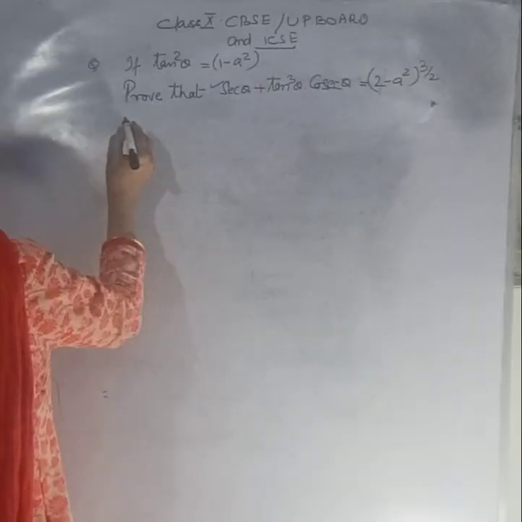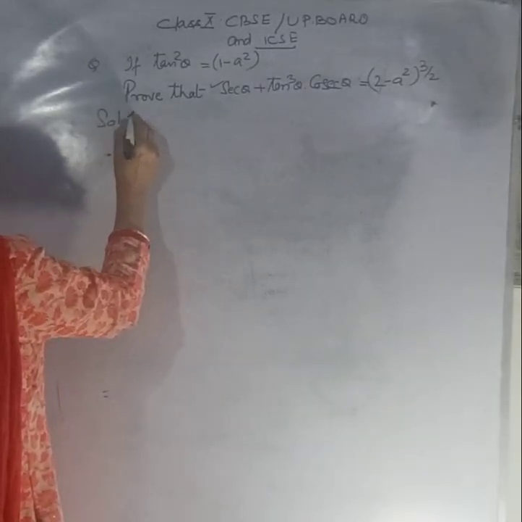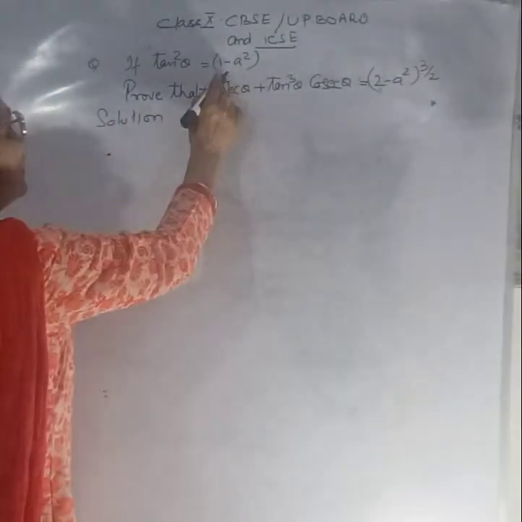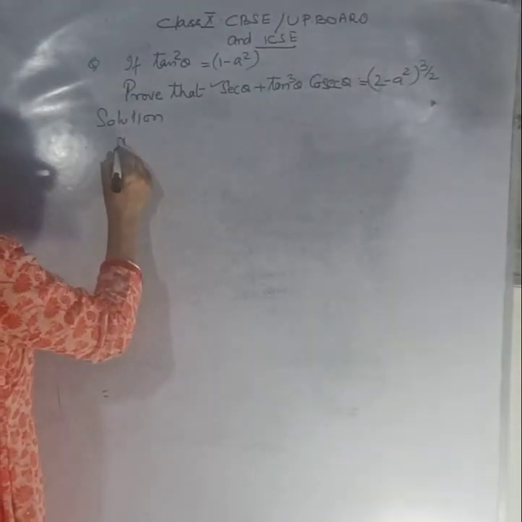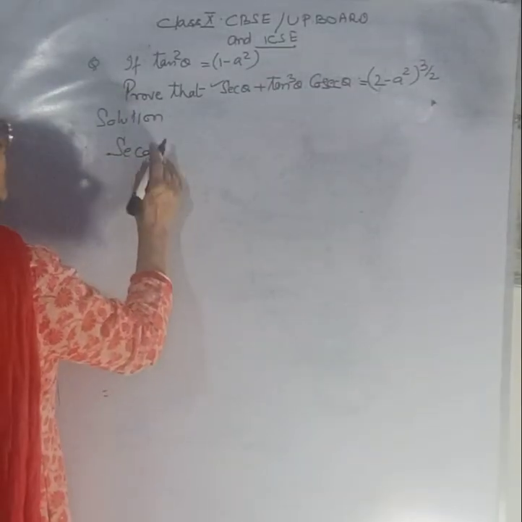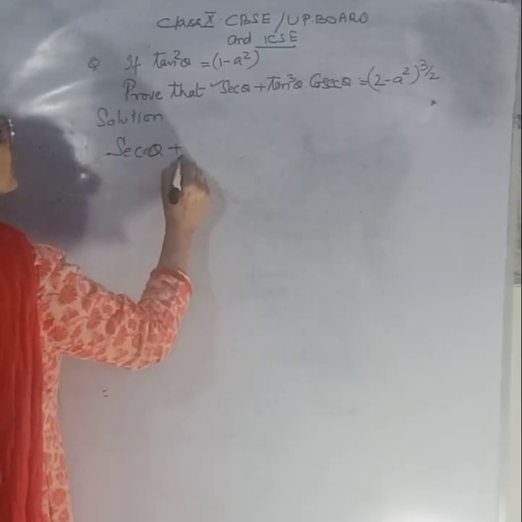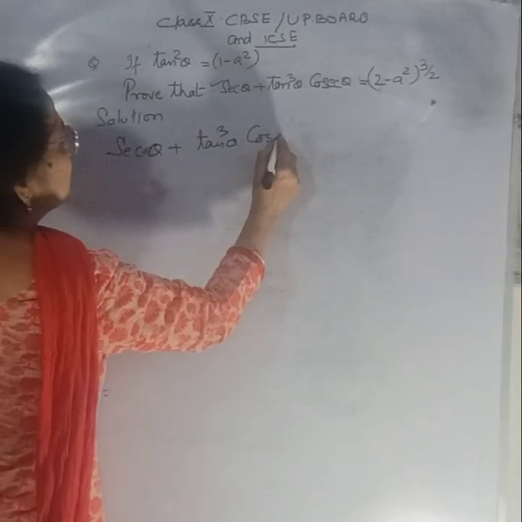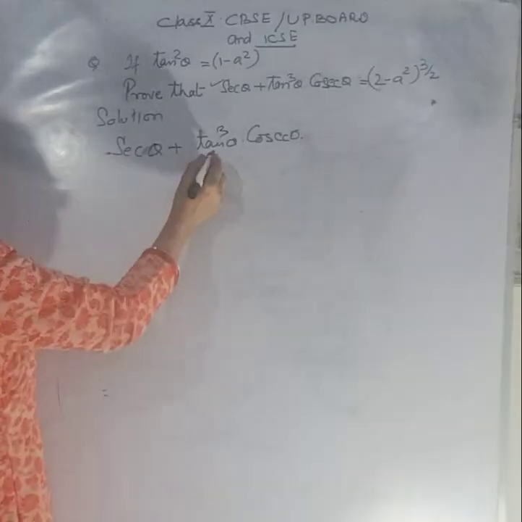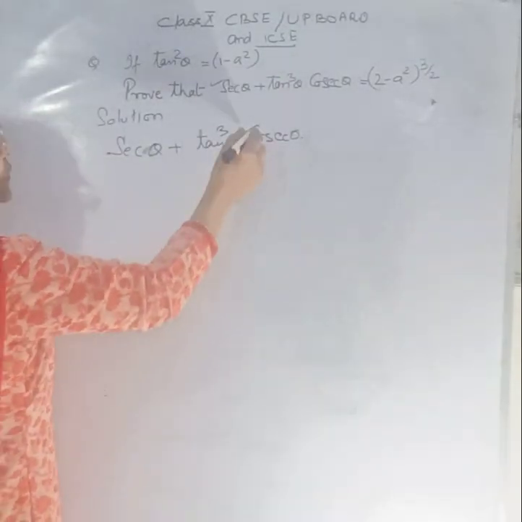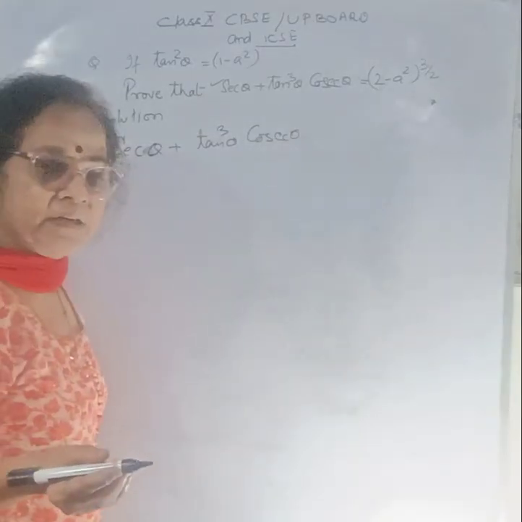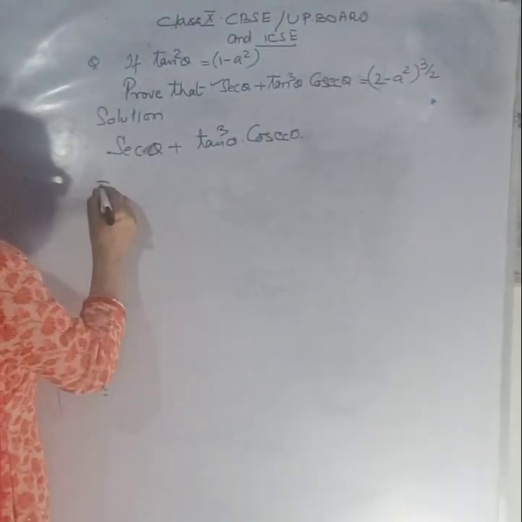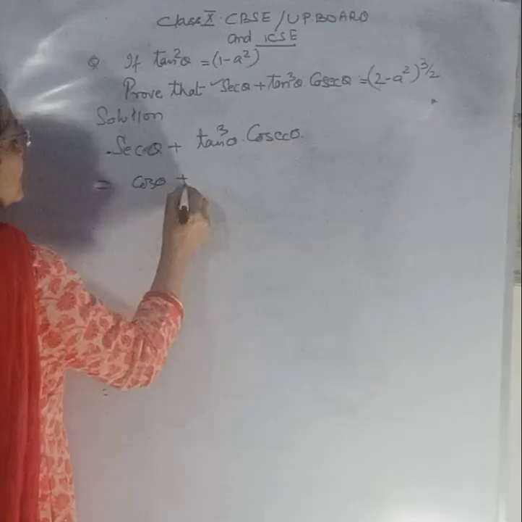So our aim is to convert everything in this expression in terms of tan theta as much as possible. Now I am going to start the solution with the aim that everything is converted into tan theta, so that we can put these values in terms of a. This is sec theta, plus tan cube theta into cosec theta. So this tan is related with sine and cos, so this can be converted into sine and this can be converted into cos theta. Cos theta plus 1 upon cos theta.